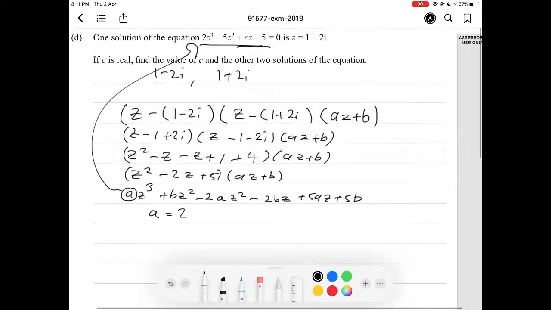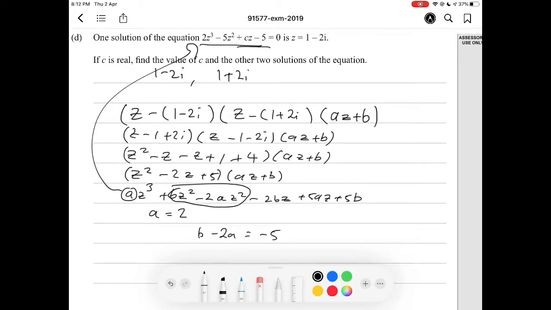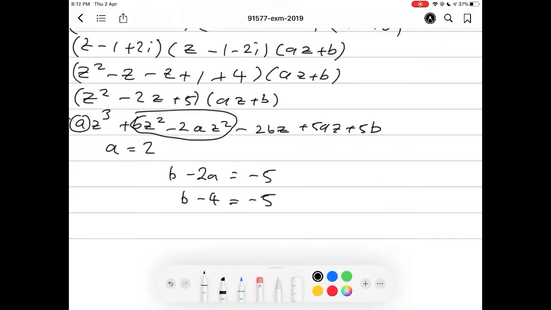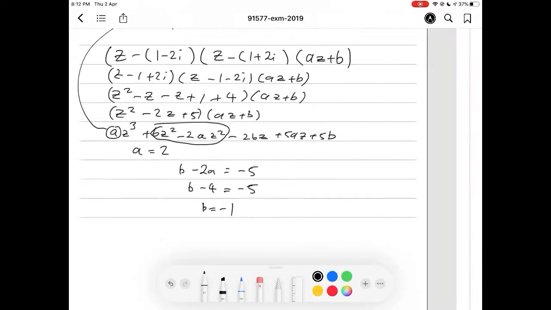Alright, in terms of our b value, we know that if we join these two z squared values, we'll get our negative 5. So we can say that b minus 2a equals negative 5. However, we already determined that a is 2, so b minus 4 equals negative 5. If we move the negative 4 to the other side, we have b equals negative 1.